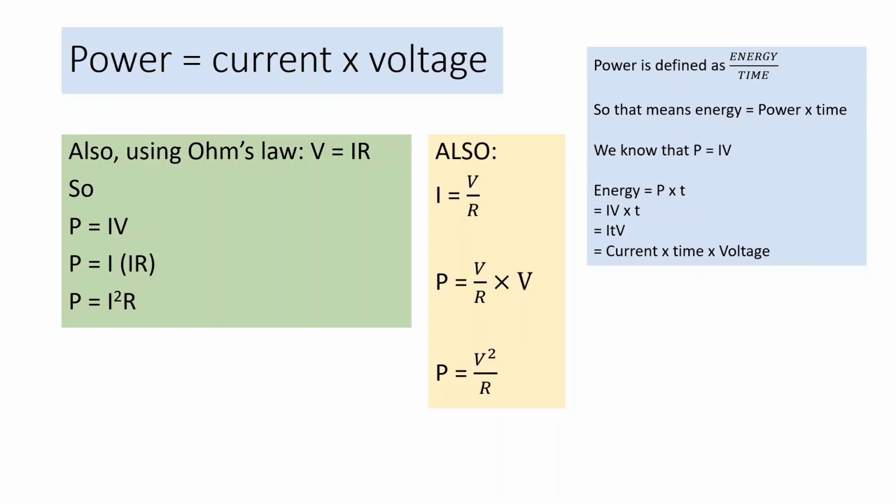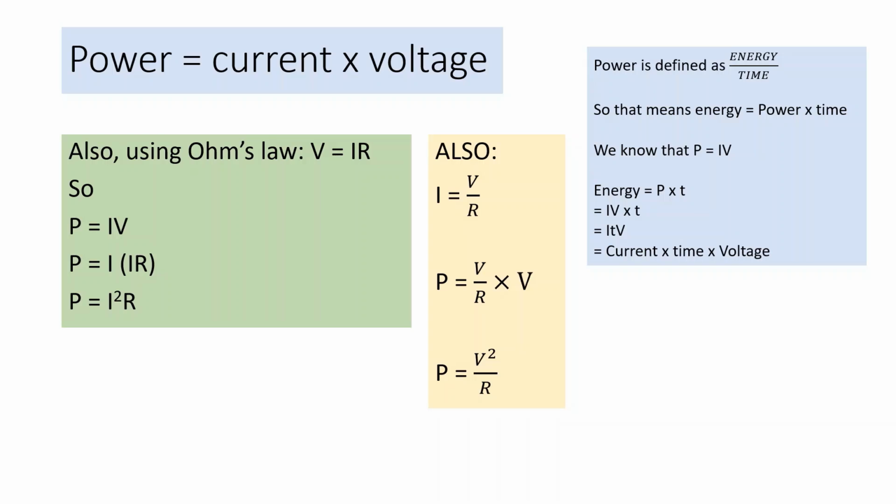P equals I squared R. So that is another formula for power. P equals IV becomes P equals I squared R. Alternatively, you can rearrange, change the subject to I, and you get I equals V over R. And so you have P equals V squared over R. So P equals I squared R, P equals V squared over R.